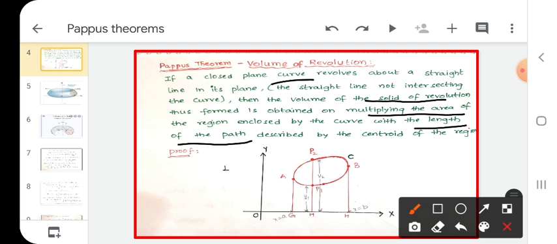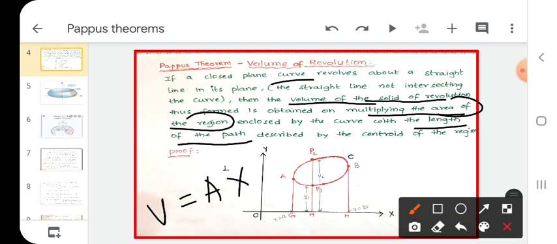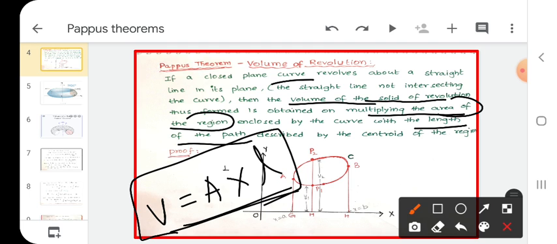That means the volume of the solid is equal to the area of the region, A, times the length of the path, say L. We have to show that the volume is equal to the area of the region times the length of the path. This is called Pappus's theorem on volume of revolution.